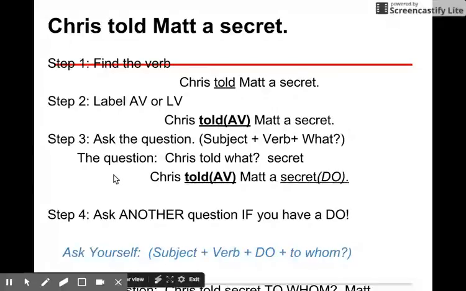Now, step 4, if you find a direct object, then you move on to step 4, which is ask another question if you have a direct object. And the other question is subject plus verb plus the direct object plus to whom. So do you see why making sure that you have the first question is so very important? Subject plus verb plus direct object plus to whom. So Chris told secret to whom? To Matt. Matt is your indirect object. That's usually a person because it's who you're telling things to or who's getting that direct object.